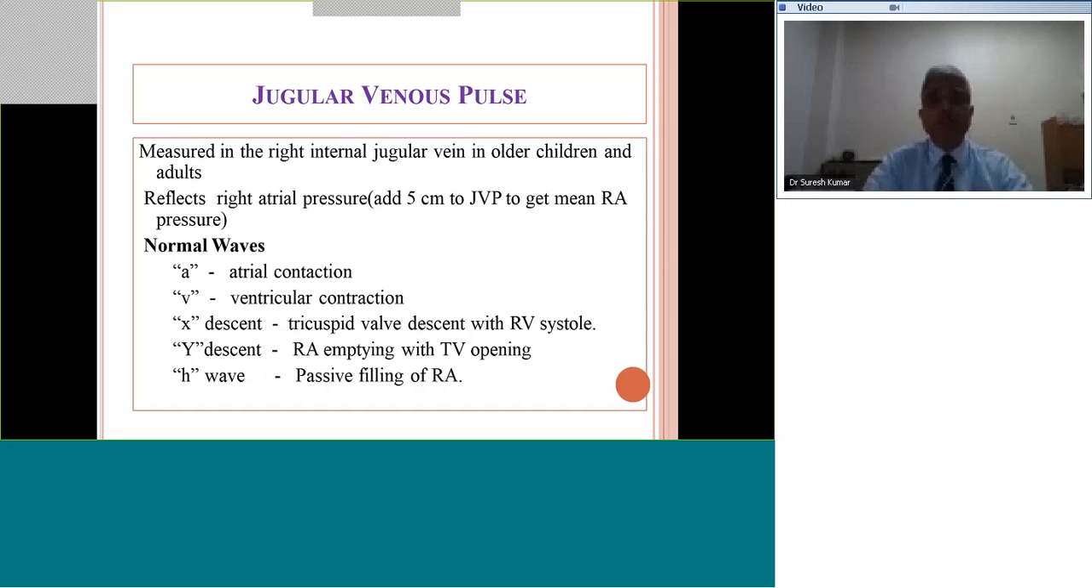The normal jugular venous pulse trace would have an A wave of atrial contraction and a V wave of ventricular contraction. There is an X descent, which shows the tricuspid valve descent, which is happening with RV systole, and a Y descent, which denotes right atrial emptying when the tricuspid valve opens. You may find an H wave, especially in constrictive pericarditis, when the passive filling of the right atrium is more prominent.